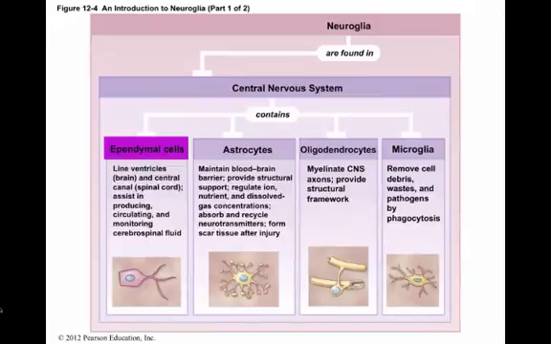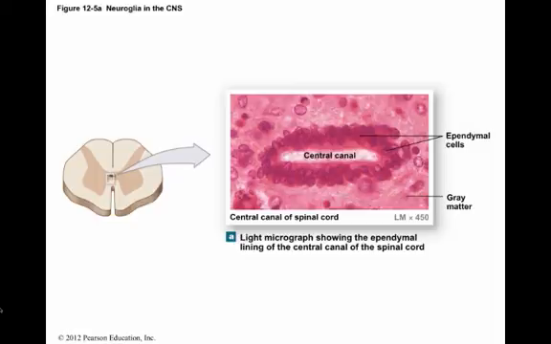Ependymal cells line the central canal of the spinal cord and the ventricles of the brain. They assist in producing, circulating, and monitoring cerebrospinal fluid. The central canal of the spinal cord is a fluid-filled passageway that extends along the longitudinal axis of the spinal cord and into the brain. Cerebrospinal fluid fills this passageway and also surrounds the brain and spinal cord.